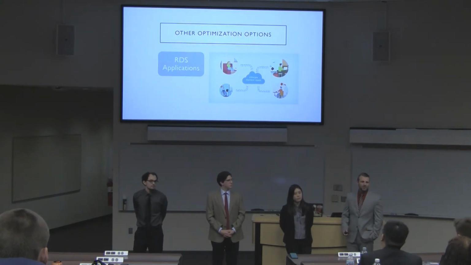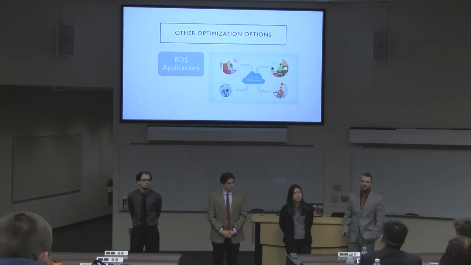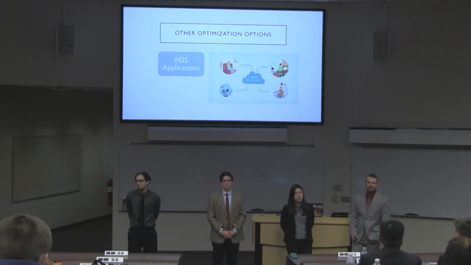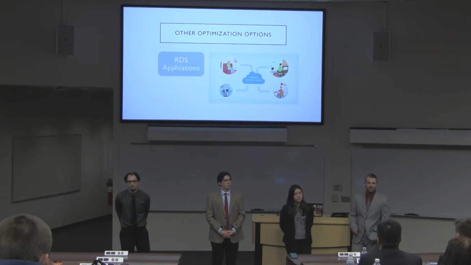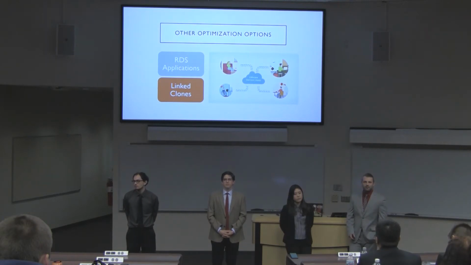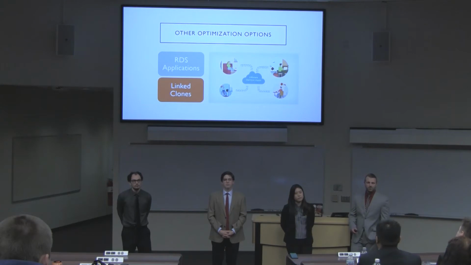Due to limited time, we weren't able to look into all possible optimization features, so here are a couple that we would have liked to look into. The first is an RDS application. This allows us to run resource-intensive applications on our server side, or infrastructure side. This would have allowed us to limit the strain on our virtual desktops and move it over to our server side. The second was linked clones. Linked clones would have allowed us to use shared Windows files amongst our virtual machines.